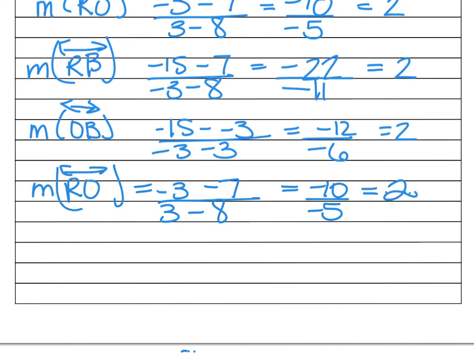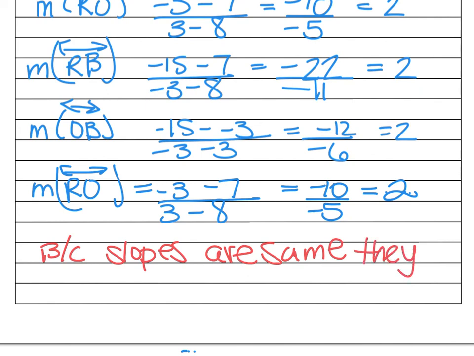So you know that since all of your slopes are the same, these points all lie on the same line. So because the slopes are the same, they are collinear.